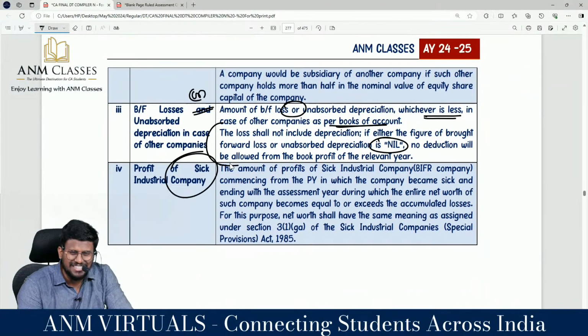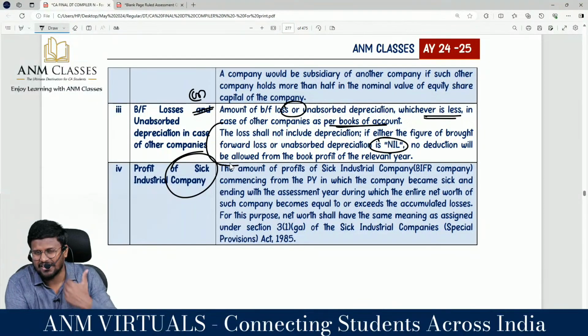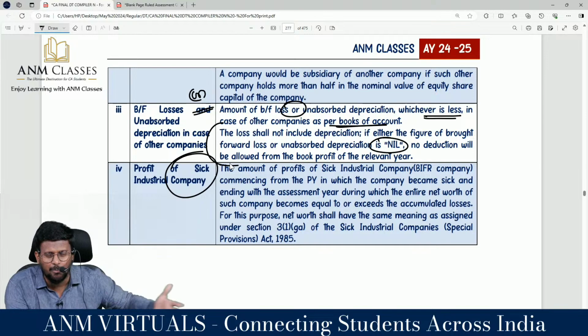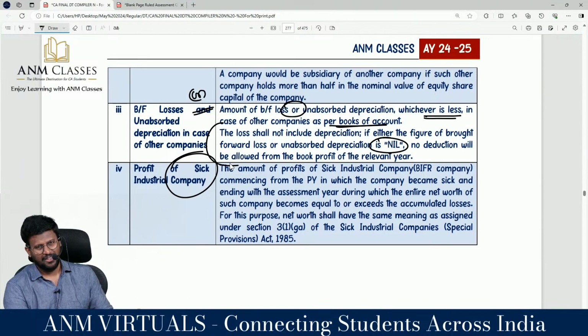And what the MAT is saying: profit of sick industrial undertaking. If the company is a sick industrial undertaking, during the sick period, don't levy MAT.